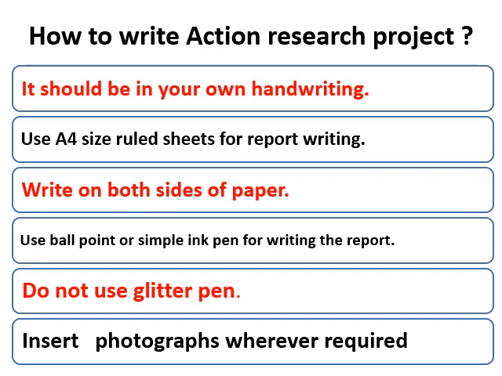For that, which paper are you going to use? Normally, you can use A4 size ruled sheet paper and write on one side. Use a ball point or a simple ink pen. Do not use a glitter pen. And for your evidence, for your proof, whenever you require a photograph, when you have taken an interview or done any experiment or observation, you can put the photos over that.